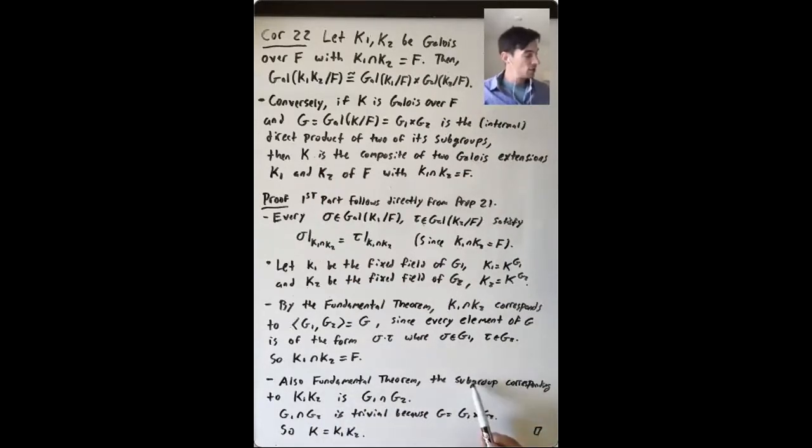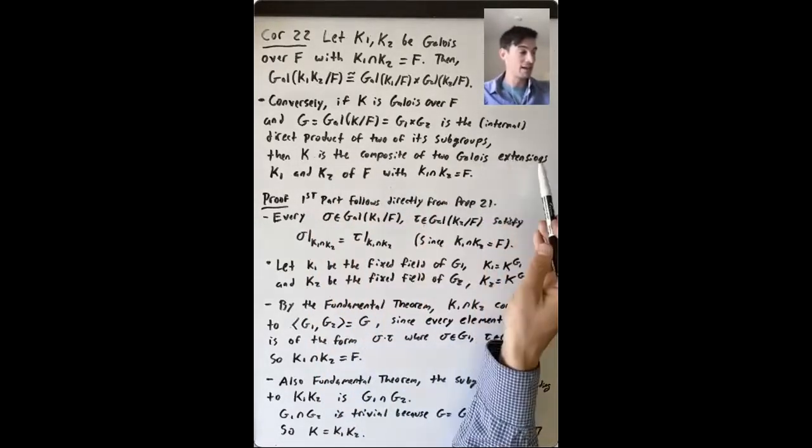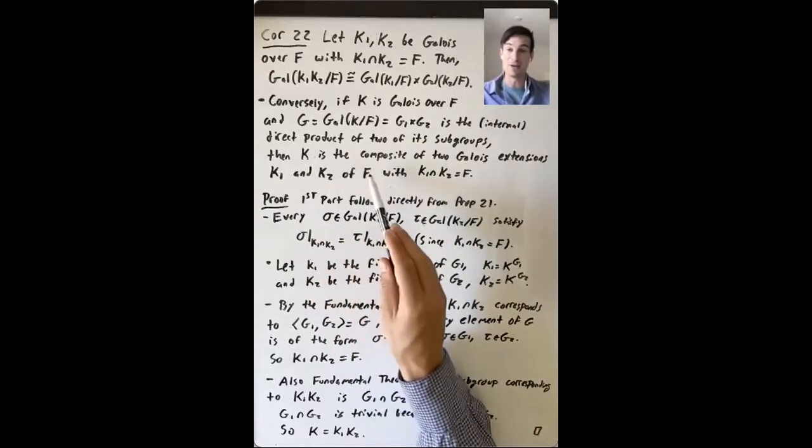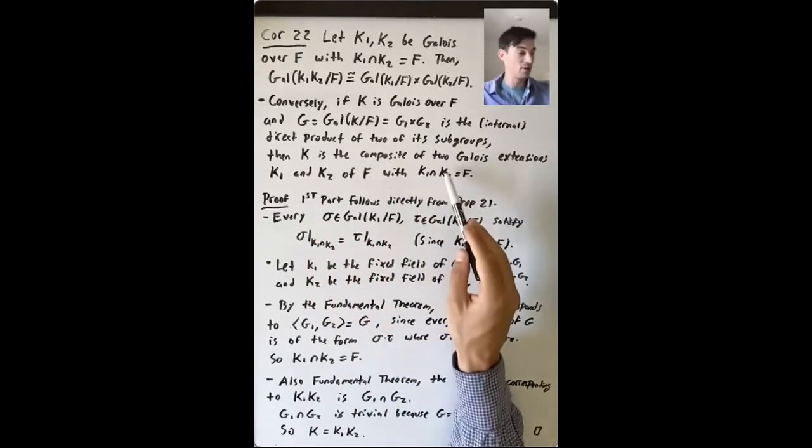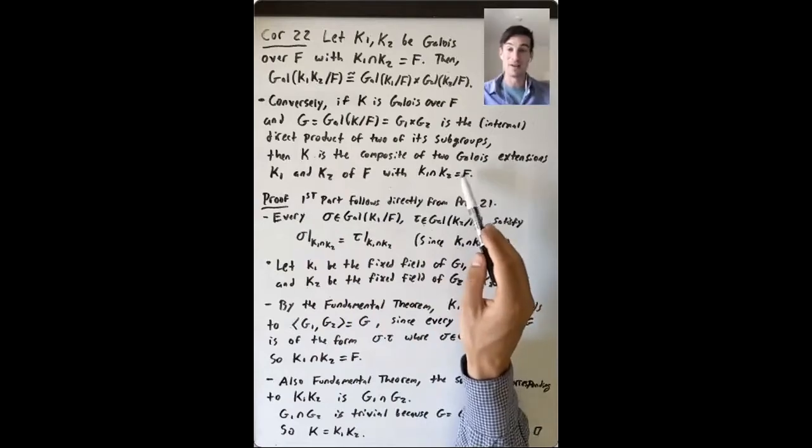So what does that mean? The subgroup corresponding to this composite field K1 K2 is the trivial subgroup. But we already know which subfield of K corresponds to the trivial subgroup under the Galois correspondence. It is all of K. So since K1 K2 corresponds to the trivial subgroup, we see that K1 K2 is all of K. So what have we seen? K is the composite of two Galois extensions, K1 and K2 of F, with K1 intersect K2 equal F.